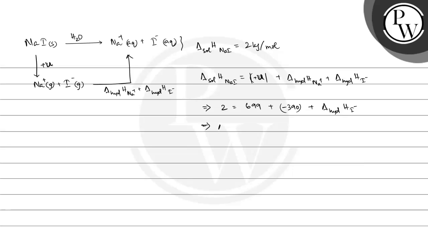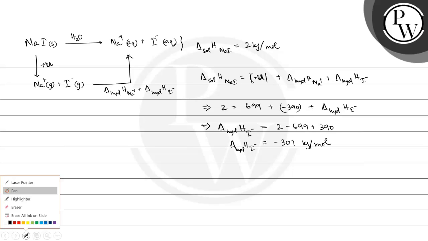So enthalpy of hydration of I minus would be H of I minus. So this value is equal to 2 minus 699 plus 390, and this is equal to minus 307 kilojoule per mole. This is the hydration enthalpy of I minus.